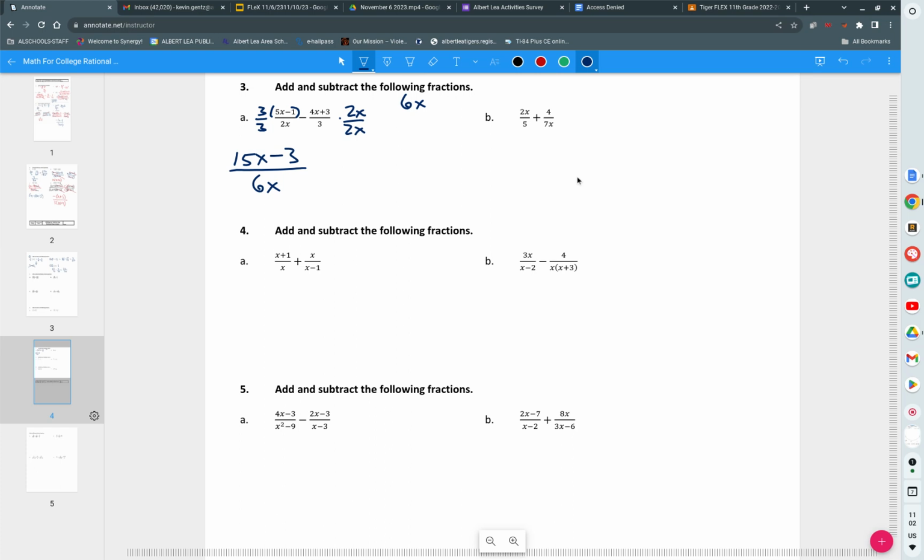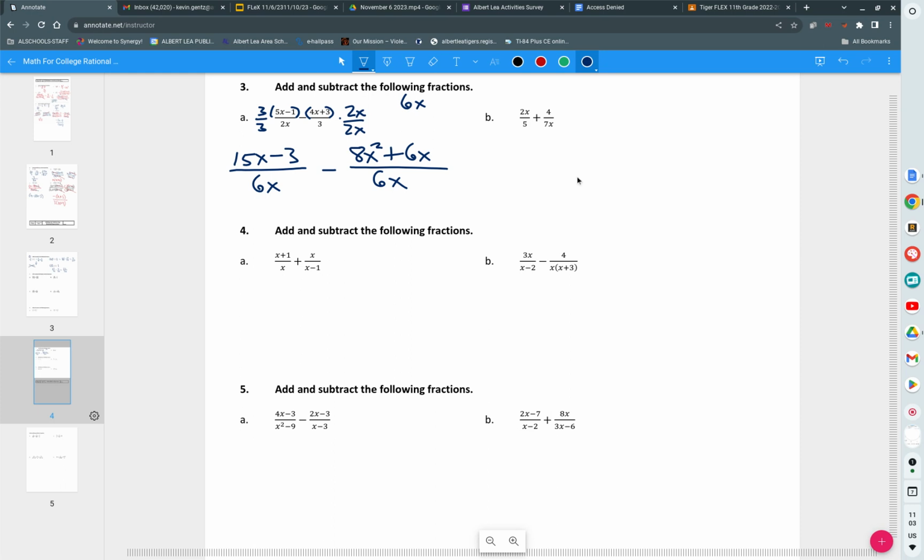Furthermore, you must distribute the 2x to each one of those terms. So it's minus, and then 2x times 4x is 8x squared. And 2x times 3 is 6x. And that all sits over 6x. Any question how I came up with that?